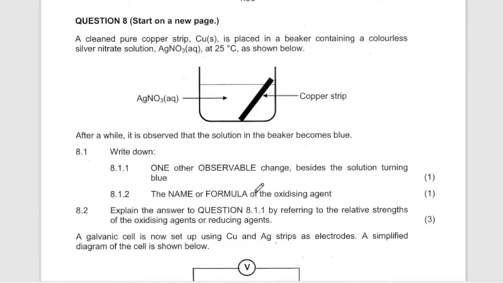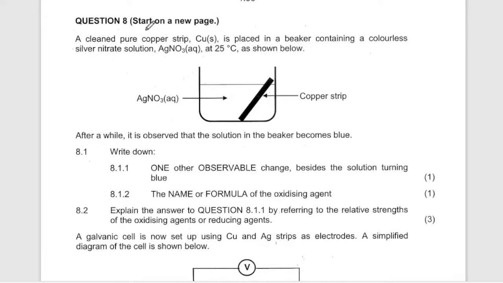A cleaned pure copper. Question number 8. A cleaned pure copper is placed into a beaker. So okay, they placed it into the beaker. Okay, let me check and see what we are talking about.